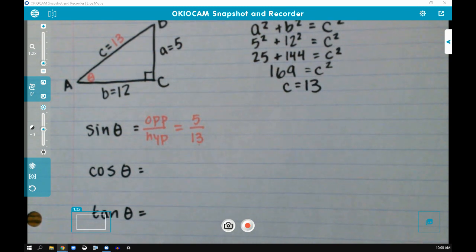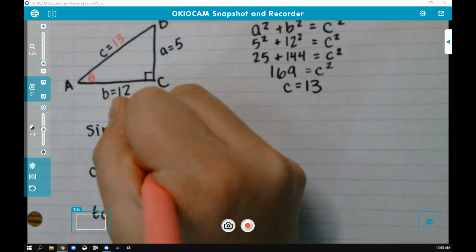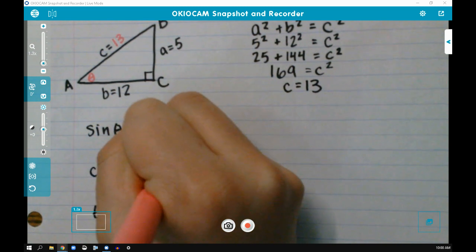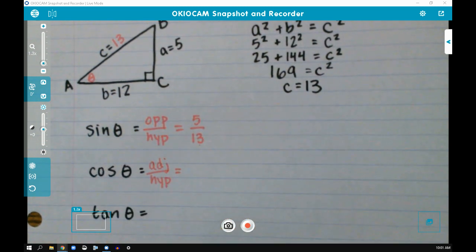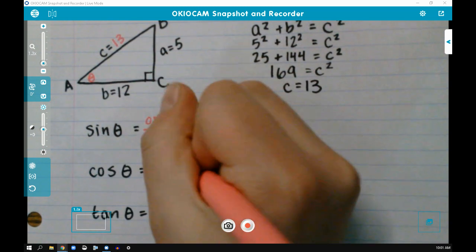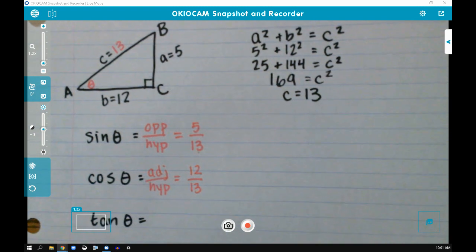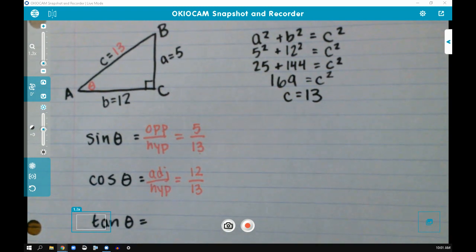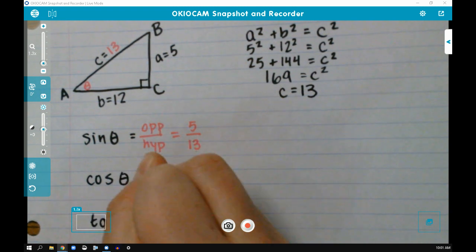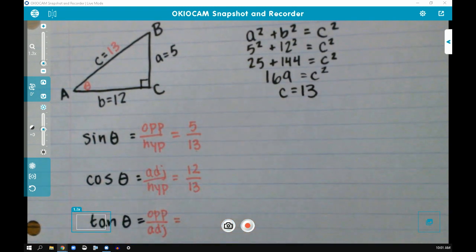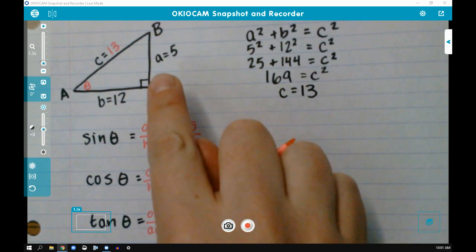Next is cosine. Cosine is our adjacent over hypotenuse. Cosine is going to be 12 over 13. Can we reduce 12 over 13? Negatory. Okay, last one. Tangent, or TOA, is opposite over adjacent. Opposite over adjacent would be 5 over 12.